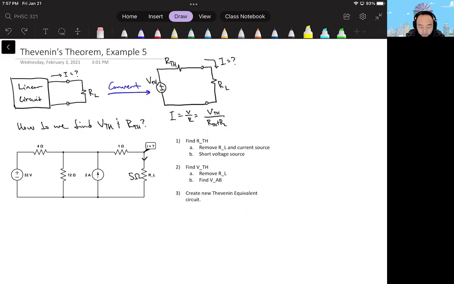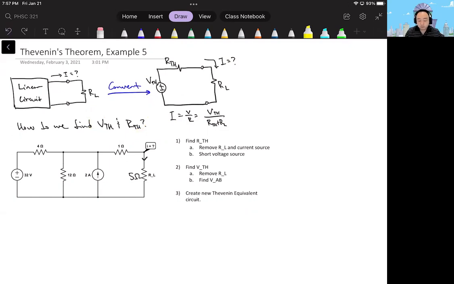All right, so if you can convert this all into this, then you've successfully performed Thevenin's theorem. Now in Thevenin's theorem, two things you're essentially looking for are Thevenin voltage and Thevenin resistance, denoted here by VTH and RTH. So how do you actually go about using Thevenin's theorem?